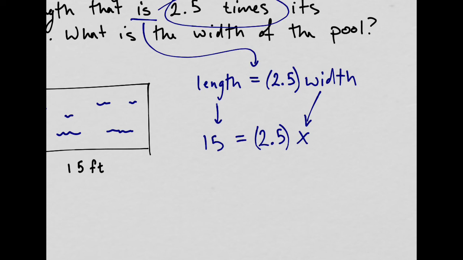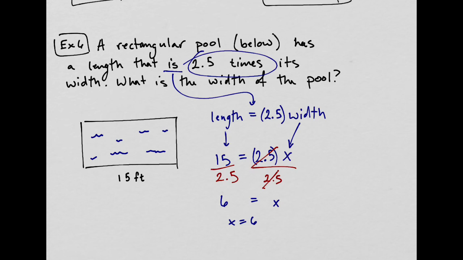I don't divide by 15 because remember, I want these to cancel out. So it's always the number that's closest to the variable that you're dealing with. So divide both sides by 2.5, and then I get x on the right side, and then 15 divided by 2.5, you can do that in the calculator. I think that comes out to 6. So x equals 6, but in the context of this problem, if we're going to answer this question, what is the width of the pool, we could just say 6 feet because the units are feet.